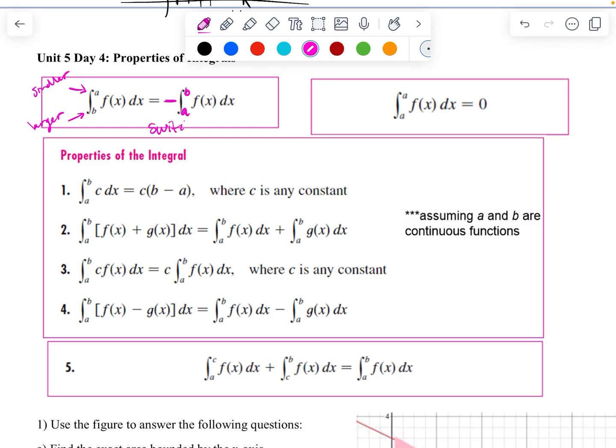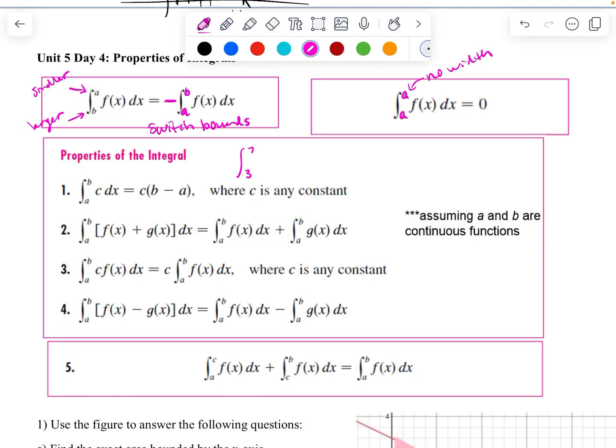So this is going to be from A to B. So if you switch the bounds, you have to switch the integral. Okay. This next one is there's no width. So if there's no width, you can't find an area of a rectangle. So the area of it is 0.